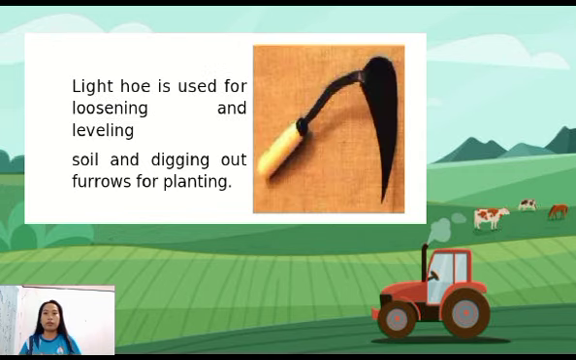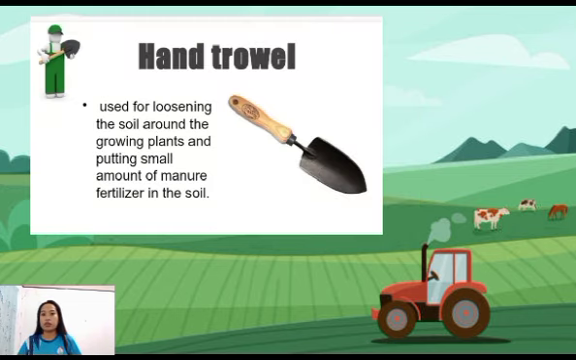The next one we have is the light hoe. It is used for loosening and leveling soil and digging out furrows for planting. It is a small hoe used for loosening and leveling soil and creating furrows or shallow trenches for planting seeds or seedlings.